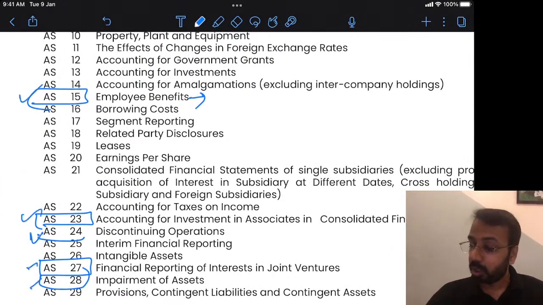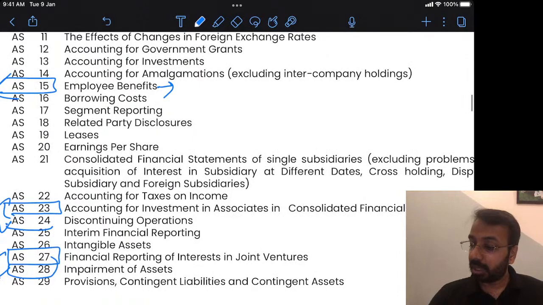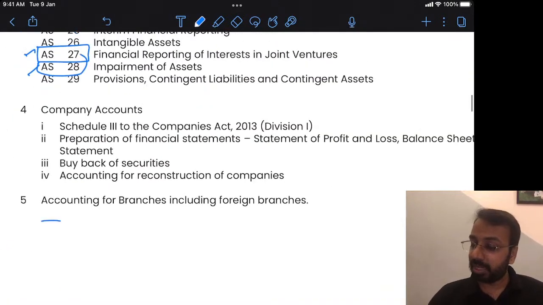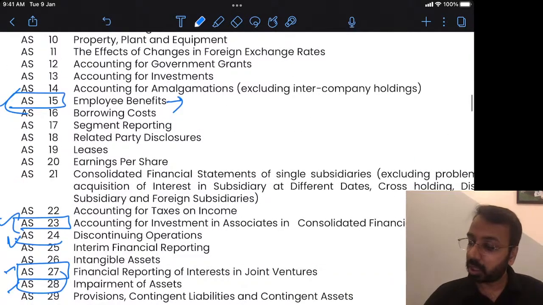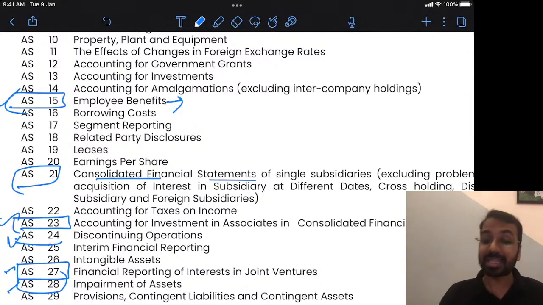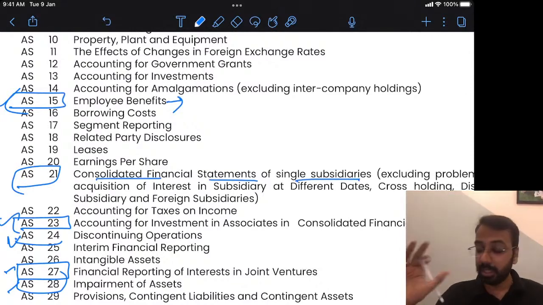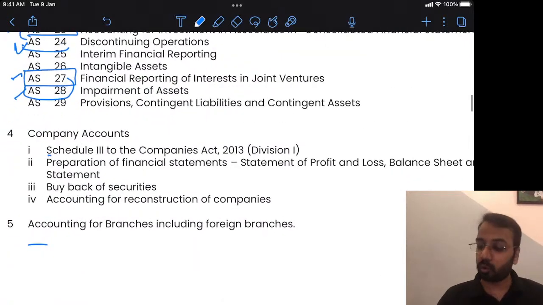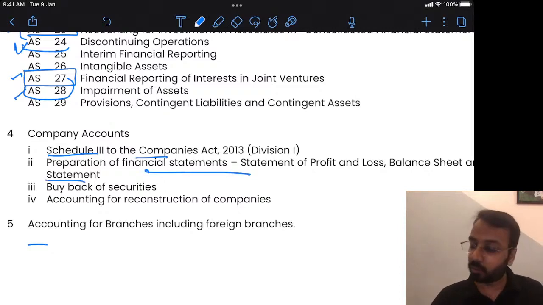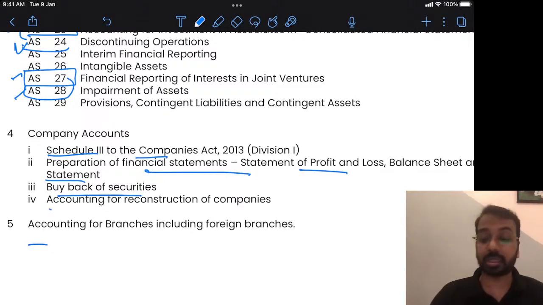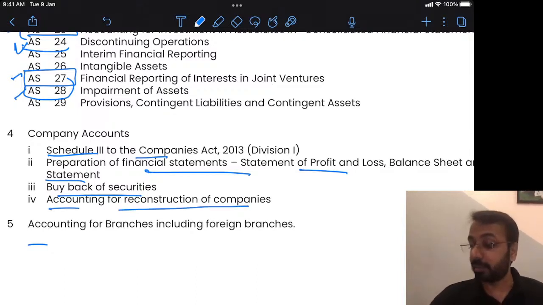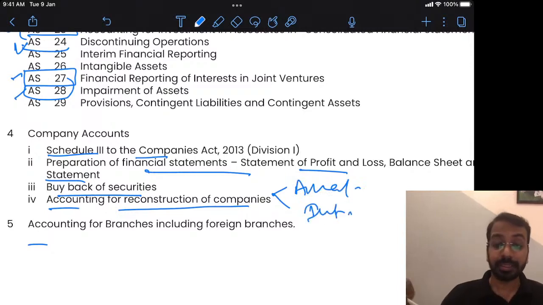Though they have not given consolidation as a separate chapter, because they have given AS 21, we have to assume that consolidated financial statements of single subsidiaries have to be prepared as per the new syllabus. Then Schedule 3 is already there in Group 1, financial statements, cash flow and P&L were already there in Group 1, buyback was already there in Group 2, accounting for reconstruction of companies, that is amalgamation and internal reconstruction, that is there.